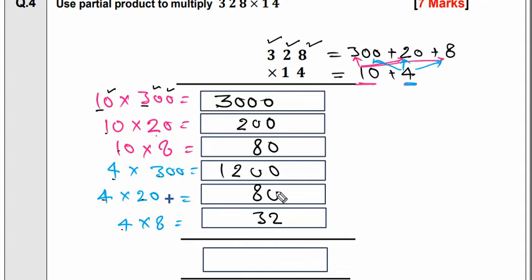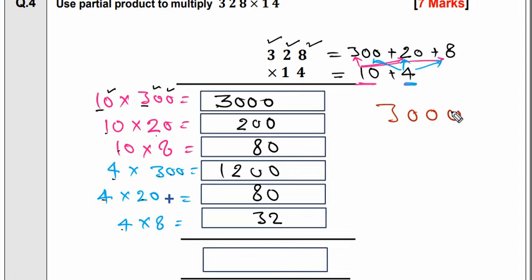Okay, here it is. Now, to add this, can we just simply add this? Yes, we can. But most of you will write this as 3000, then 200, and then 80, 1200, and you will be confused about how to add this, right? So don't do this. What we will do here is write this in a symmetrical way.